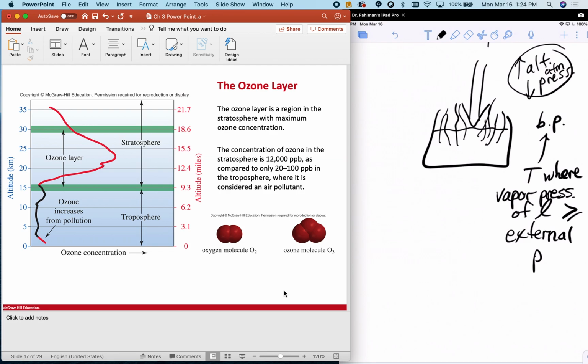So the ozone layer is normally only 20 to 100 parts per billion in the troposphere. If it gets any higher than that, it burns your eyes, etc., so it's not a good thing. In the stratosphere, it's orders of magnitude larger. You're talking anywhere from 12,000 to even up to 20,000 ppb in the stratosphere. This is the region where it has the highest concentration.